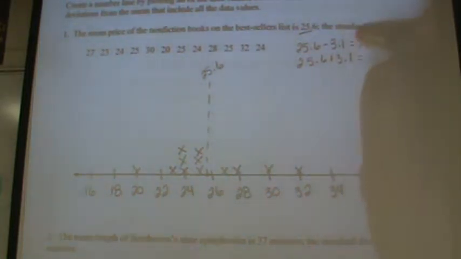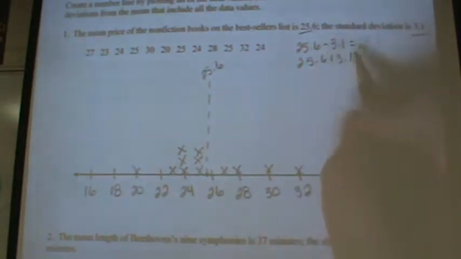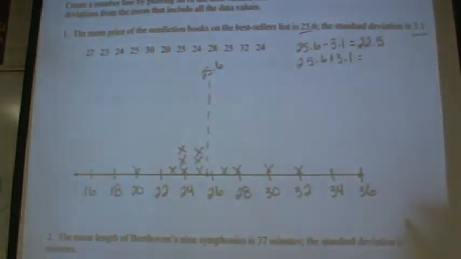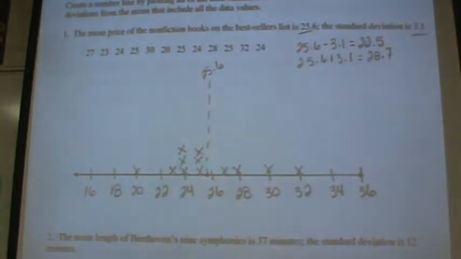Oh, sorry, this is wrong. When we subtract 3.1 from 25.6, we should get 22.5. Sorry. Now when we add the 3.1, that's where we get the 28.7. So that's our first standard deviation away from the mean.